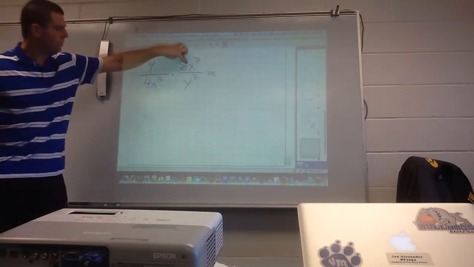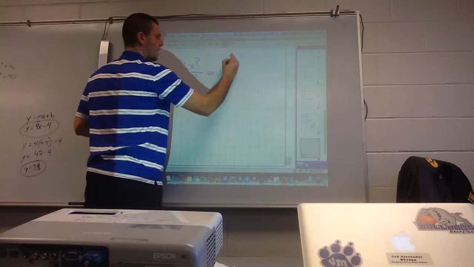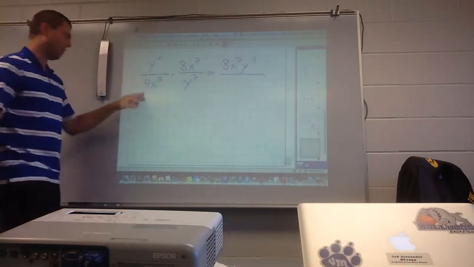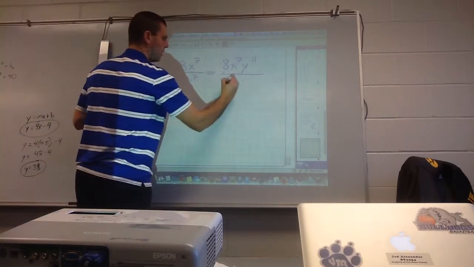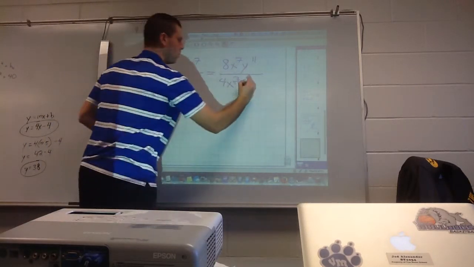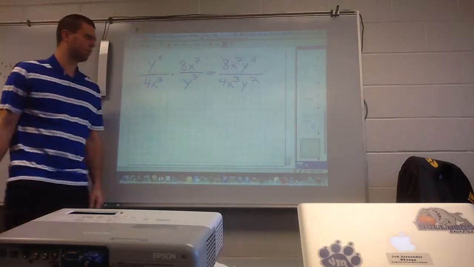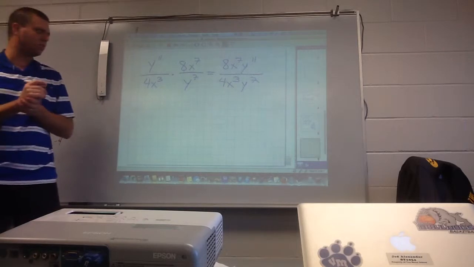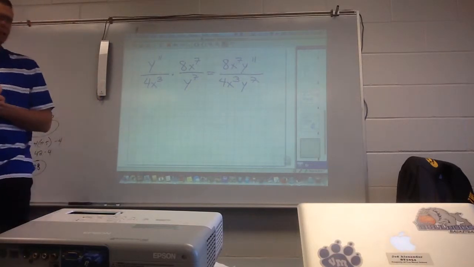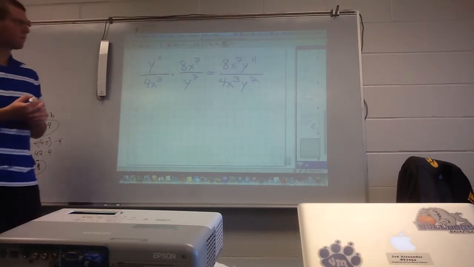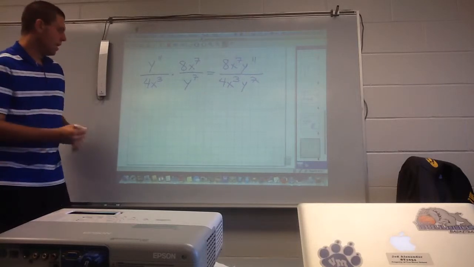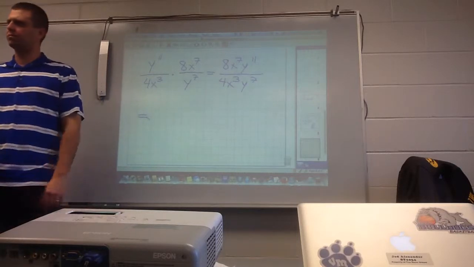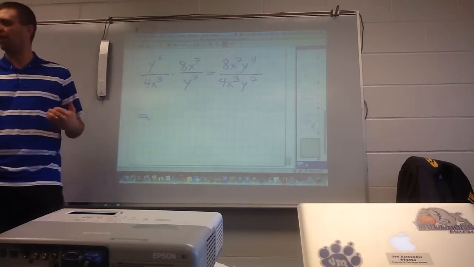This times this would simply give me 8x to the 7th, y to the 11th. And on the bottom I'd have 4x to the 3rd, y to the 7th. That's what I would do first. Again, this isn't the only way to do it, but I would go ahead and multiply the two fractions together. And now you just simplify. 8 over 4 would reduce to 2 over 1, right?